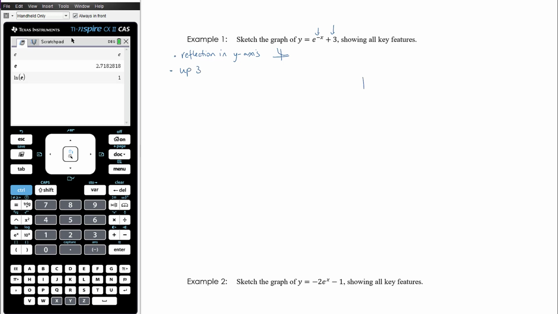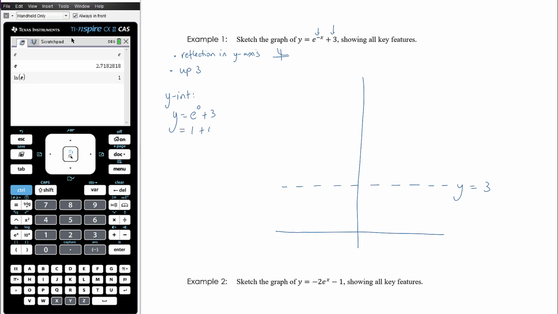So we're going to have y equals 3 as the asymptote. Thinking about the shape, it's going to go this way, so it's not going to have an x-intercept, so we just need to calculate the y-intercept. When we let x equal 0, e to the 0 plus 3, so that's going to be 1 plus 3, so the y-intercept is at 4.